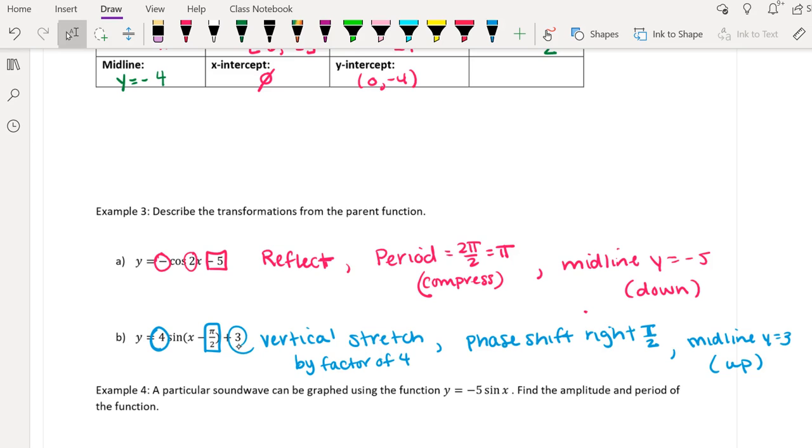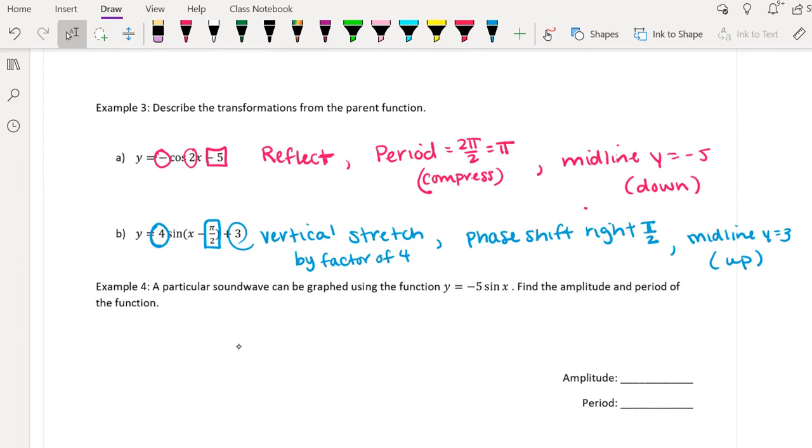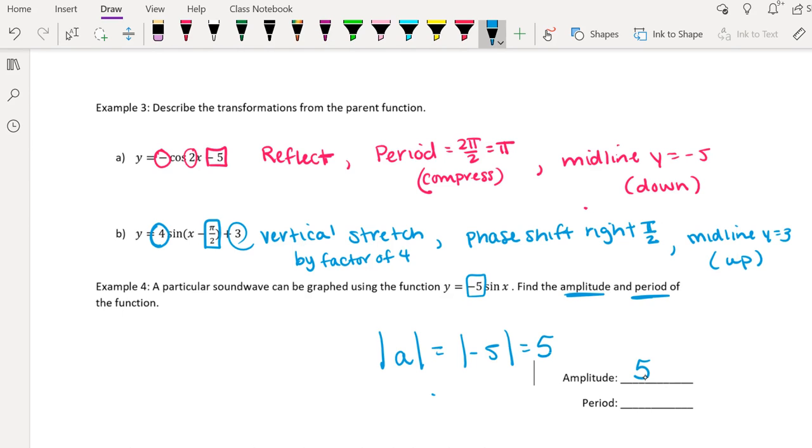Okay. In number 4, a sound wave can be graphed using the function of -5 sine x. Find the amplitude and the period. So the amplitude is the leading coefficient. The amplitude is 5. Remember, amplitude is the absolute value of A, which is just 5. The period, we go to the B value, which is 1. So the period is 2 pi divided by 1, which is 2 pi. That's my period.